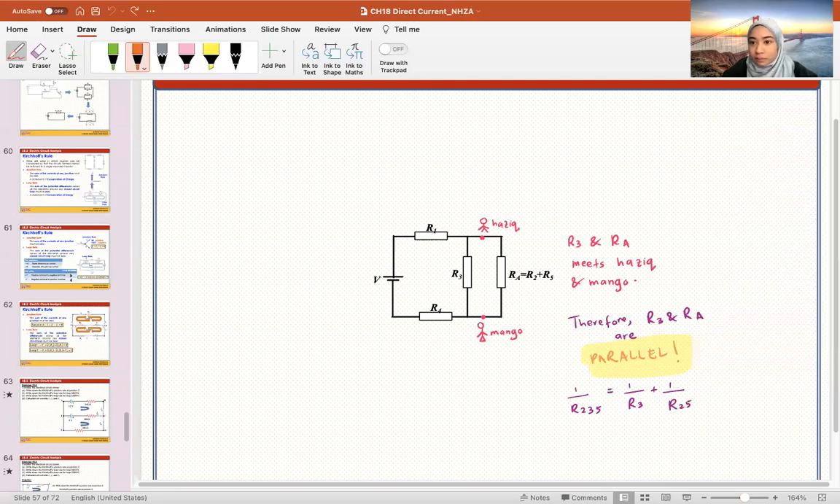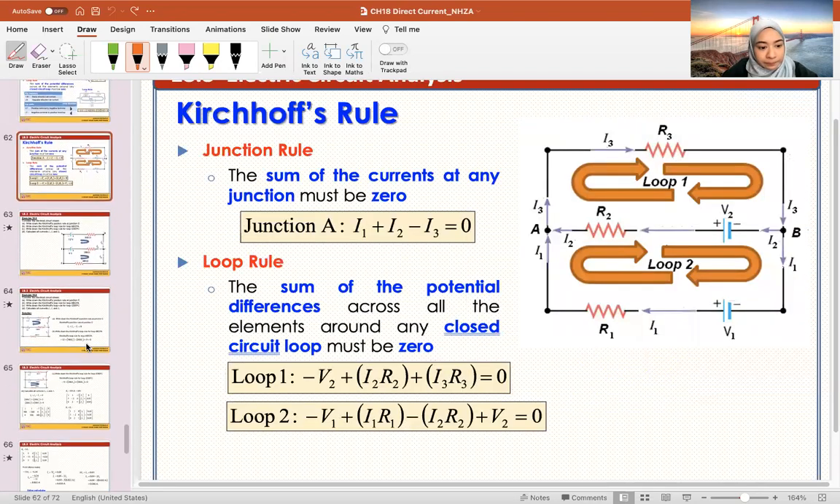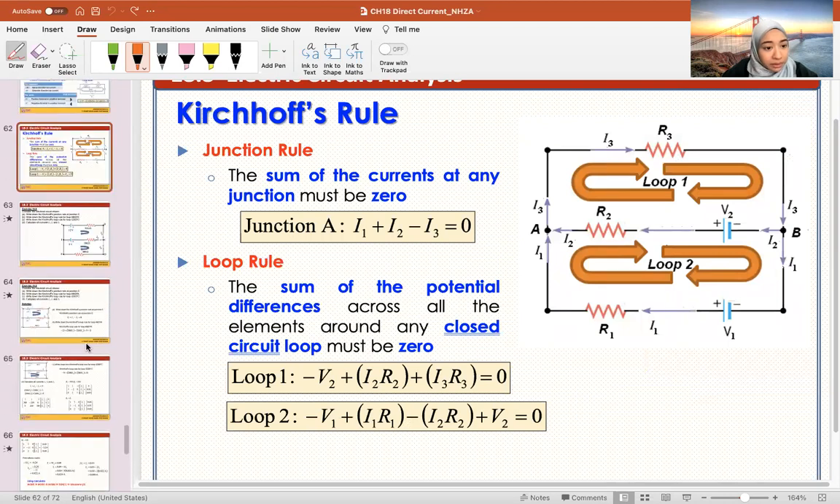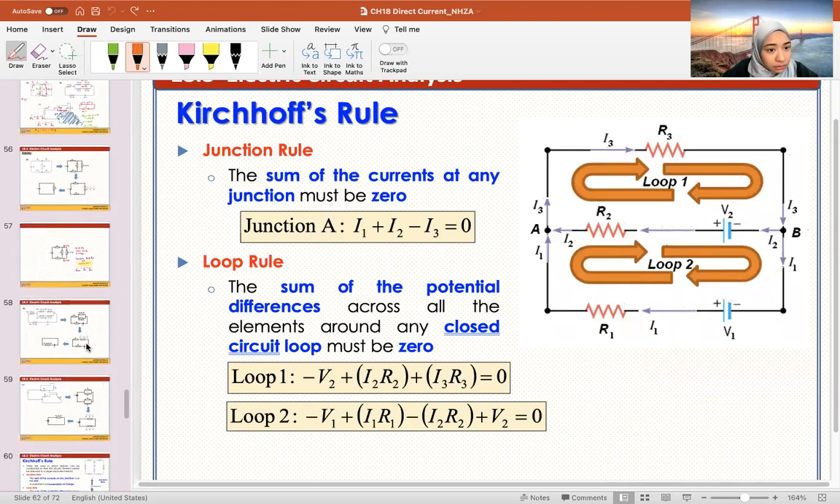And let me pin this like this. Okay, so it's pinned. Mana gambar Kirchhoff saya tu? Tak ada.